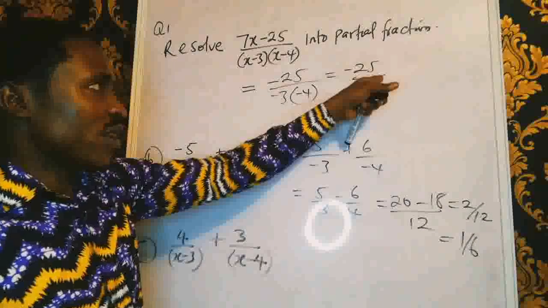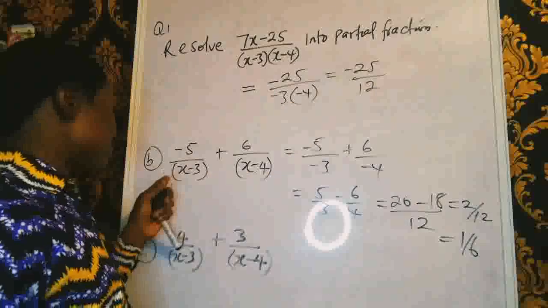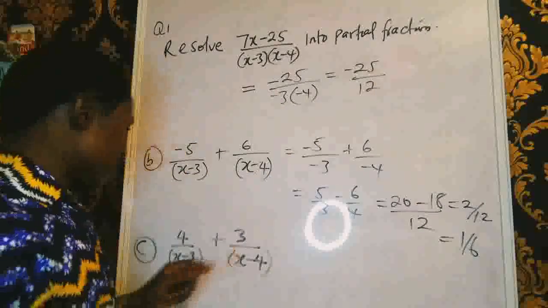So we have 1 over 6, but here it is minus 25 over 12. That means that B is not our answer. But let's see C first.